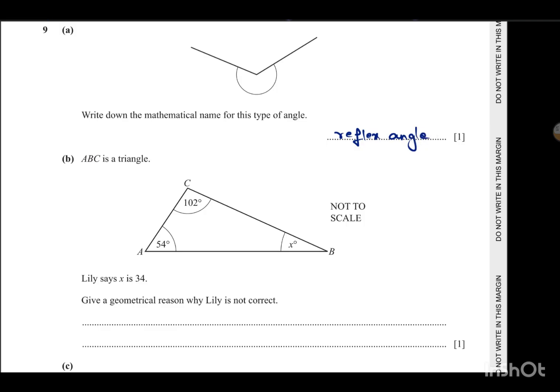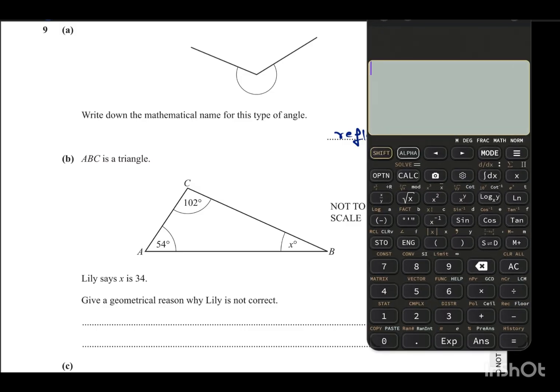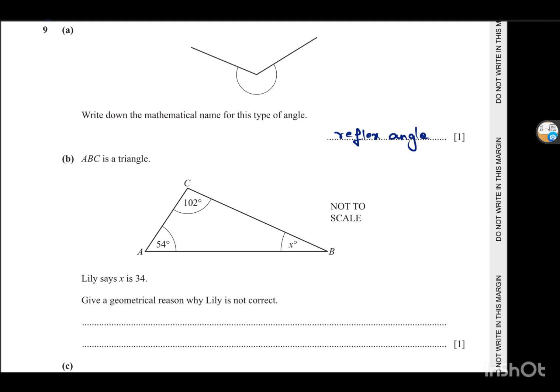Question B. ABC is a triangle. Two angles are given. One angle is x. Lily says x is 34. Give a geometrical reason why Lily is not correct. So why is she not correct? When you add these two angles and subtract from 180, what do you get, just check. 180 minus 102 plus 54, sorry, 54 is 24. So if that angle is 34, it will be more than 180.